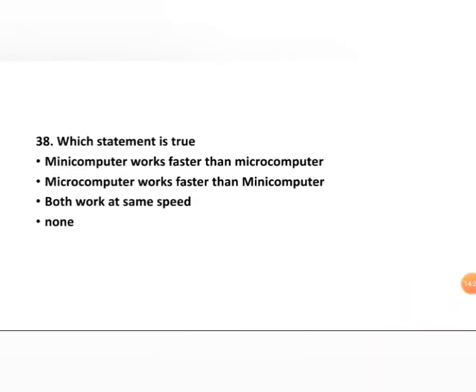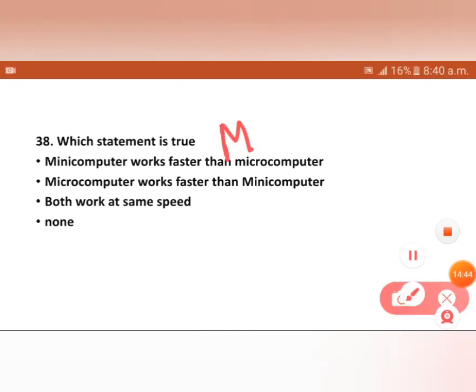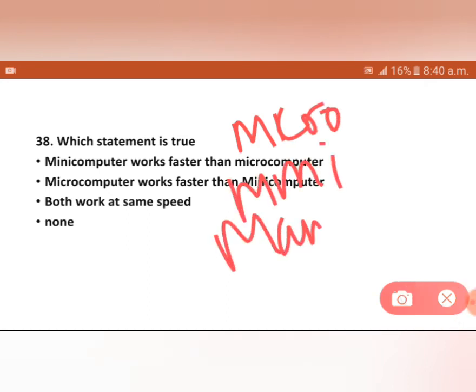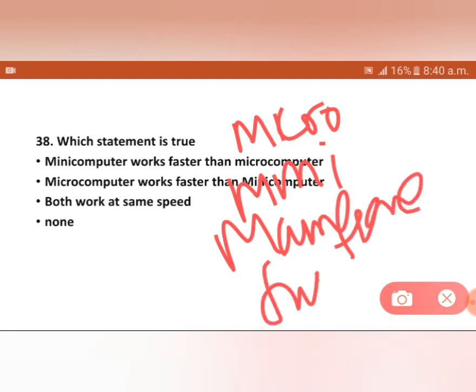One more question. Question number 38 is, which statement is true? Mini computer works faster than the microcomputer. Micro works faster than the mini computer. Both work at the same speed, and none. I have already spoken to you. The computer is divided into microcomputer, then mini computer, then mainframe, then supercomputer. Supercomputer has very large speed and micro has less speed. So in between micro and mini, the mini has more speed than the micro.